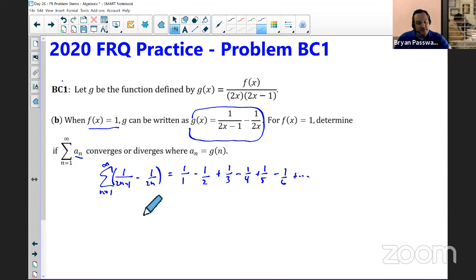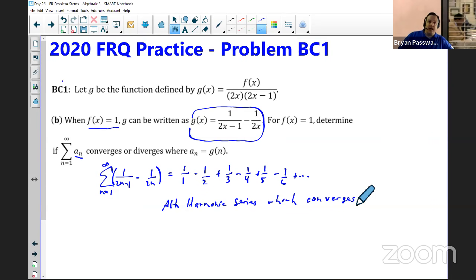And so this is the alternating harmonic series, which converges, right? We know the alternating harmonic series converges. The harmonic series diverges, but the alternating form converges.